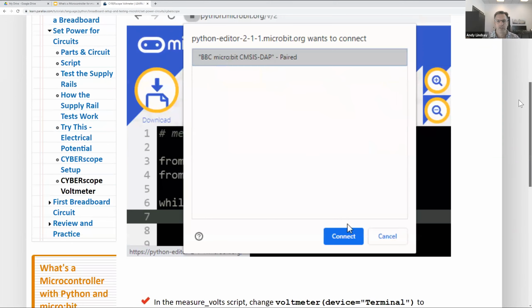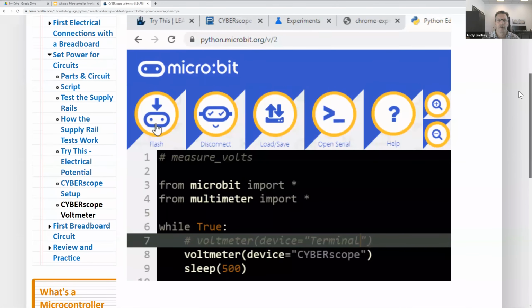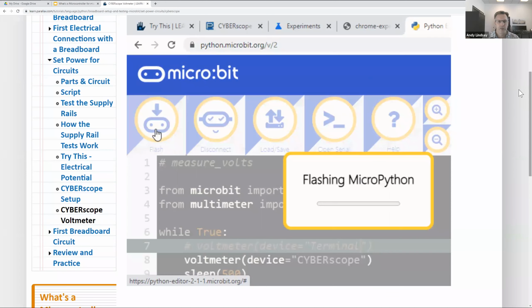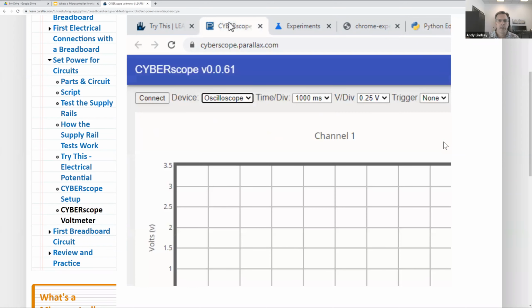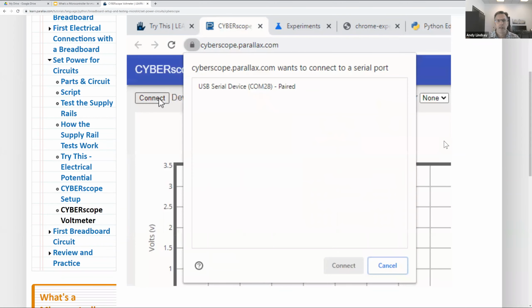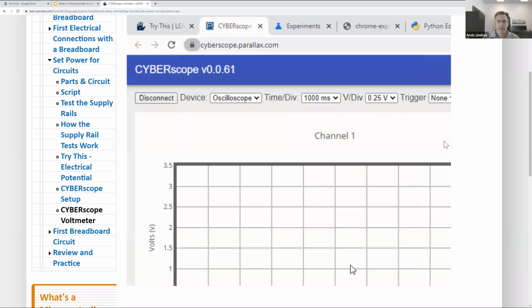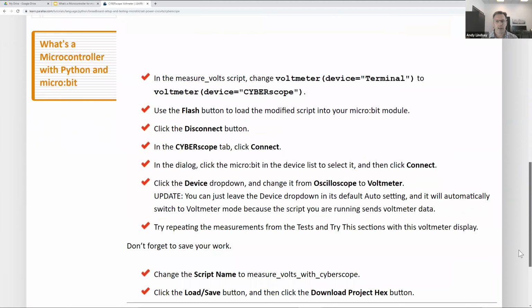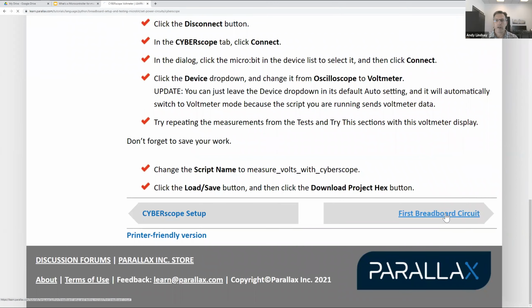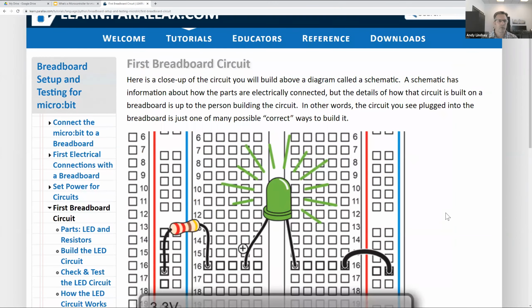And so that's what this is showing. I guess I'll let it go all the way through because it's pretty instructive. So basically, after you flash the example that you downloaded into the cyberscope, you run over to the cyberscope, click connect, and then set it to voltmeter. And then you'll be able to see the voltage measurements you're taking with a voltmeter-style display, like the picture of the voltmeter device that we did earlier.